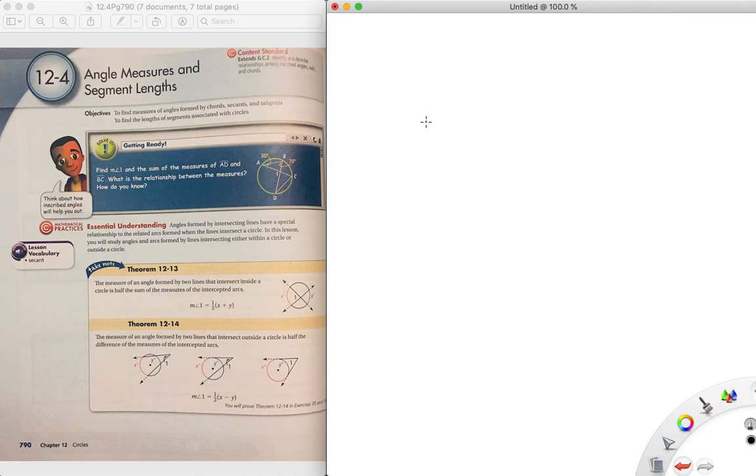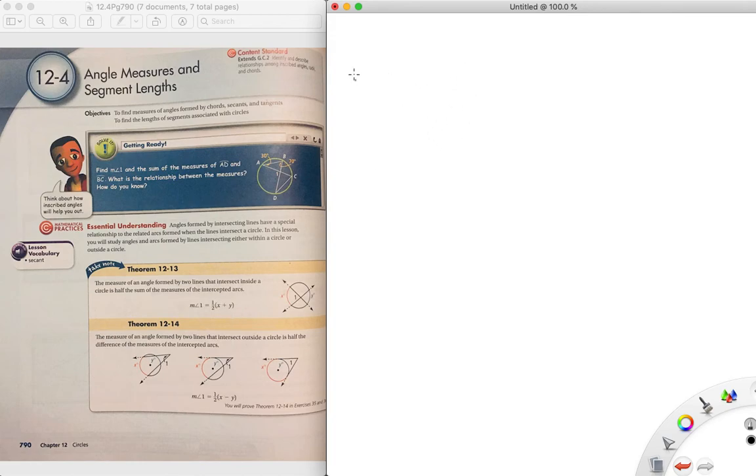Guys, this is chapter 12, section 4: angle measure and segment length. Alright, so there's a few theorems here in this one. They're all sort of algebraic, mathematical ones.